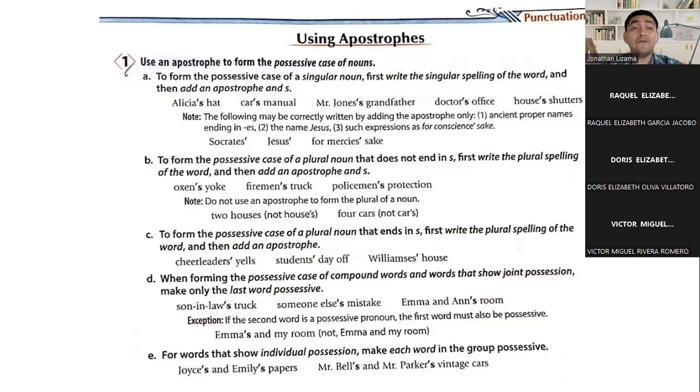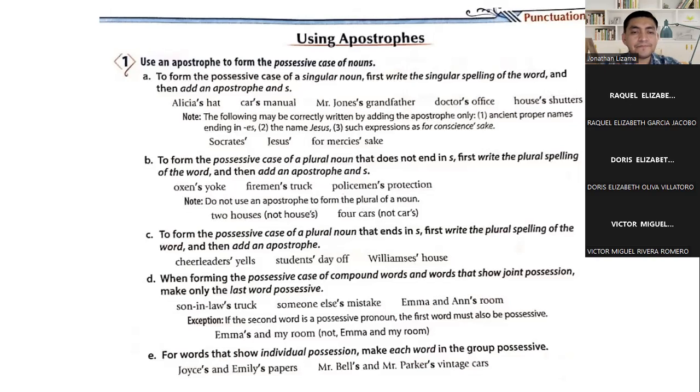Firemen's struck. Los firemen, en este caso son bomberos, no es el bombero, sino los bomberos. Policemen's protection. Policemen, los policías, ¿verdad? La protección de los policías. No estoy pluralizando, estoy denotando una posesión. To form the possessive case of a plural noun that ends in S, in this case you have to write only the apostrophe, like in the first example. Cheerleaders' yelled. Students' day off.